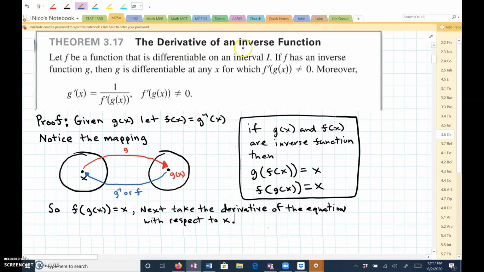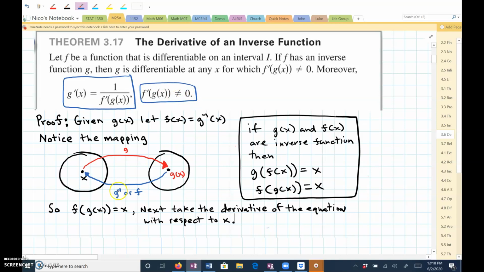Let's look at the theorem here. The derivative of an inverse function. Let f be a function that is differentiable on an interval I. If f has an inverse function g, then g is differentiable at any x for which f prime of g of x does not equal 0. Moreover, this is the rule: if g of x is an inverse, then the derivative of the inverse function would be 1 over f prime of g of x, where f prime of g of x cannot be equal to 0.